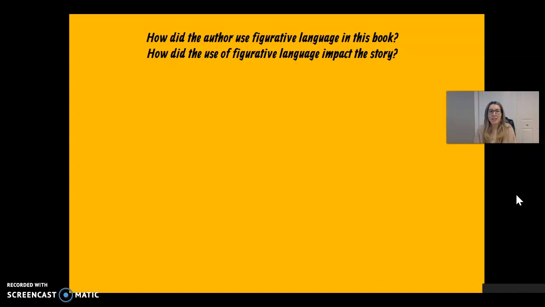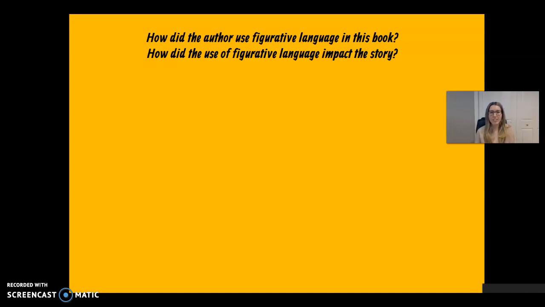So I want you to think about, how did the author use figurative language and idioms in this book? How did the use of figurative language impact the story? So as we're reading the story, think about, how did it make you feel? What did it make you think? How did it keep you engaged? Did it keep you interested? Did it make you laugh? What did this figurative language bring to the story?